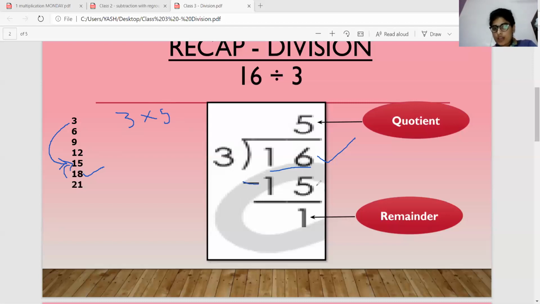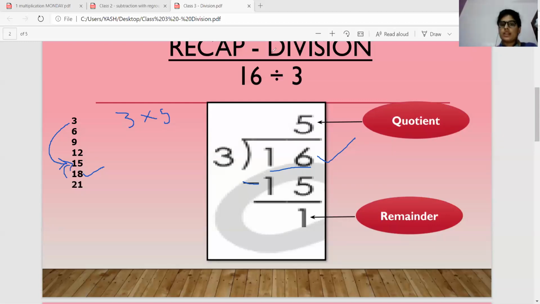At this ones place, I can see I have more on the top, so no need to stop. Just take away 5 from 6. I am left with only 1, so I will write here 1. The number which is left is called the remainder, and the number which I get after multiplying is called the quotient. So here when we divide 16 by 3, we get the quotient 5 and the remainder 1.